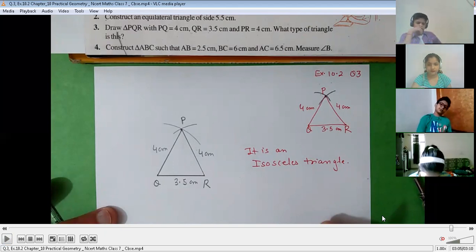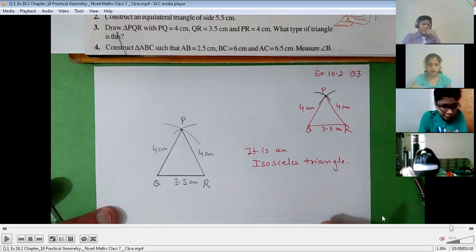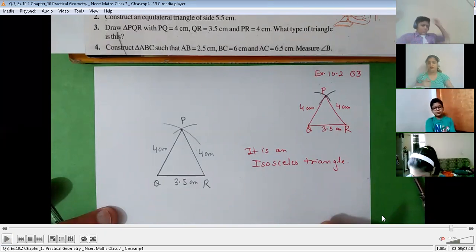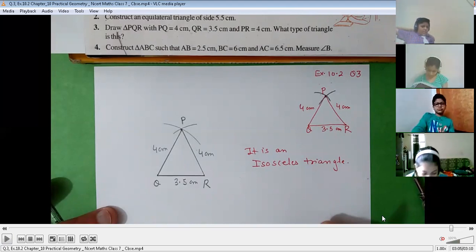That's right. What will be the next step? Yes, ma'am. The fourth step is join QP and RP. Yes, join QP and RP. That's correct. At the last, you will write: triangle PQR is an isosceles triangle. Okay? Triangle PQR is an isosceles triangle. Done, everyone?